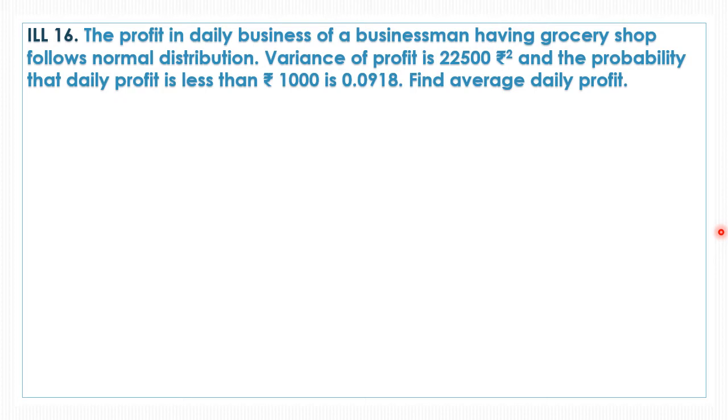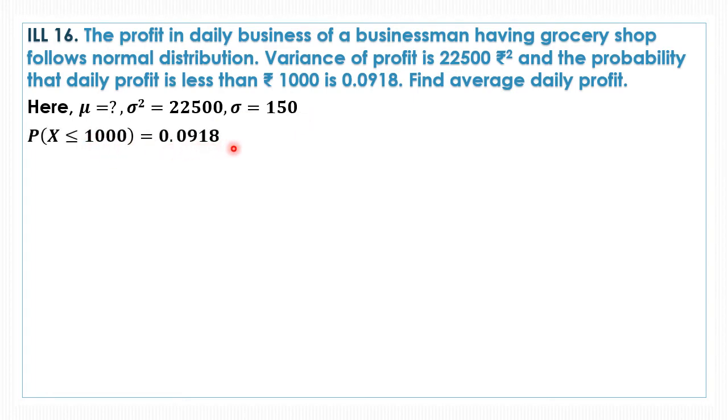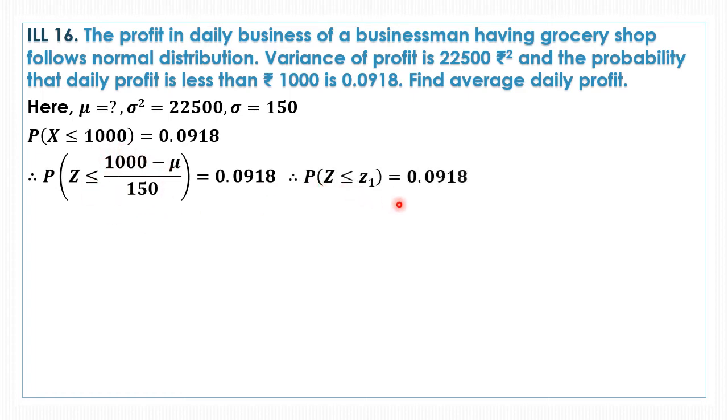Now the question given here is profit less than 1000. So x less than 1000 is 0.0918. Here mu is not given, sigma square is 22,500, but we don't use sigma square, we just use sigma. So the root of 22,500 will be 150. We will put this into the equation. X is less than or equal to 1000, 0.0918. Converting this into our standard Z format: 1000 minus mu, because the average is not there, so just mu, upon 150 is 0.0918. Again I am going to assume this as the Z1 value. So Z less than Z1 is 0.0918.